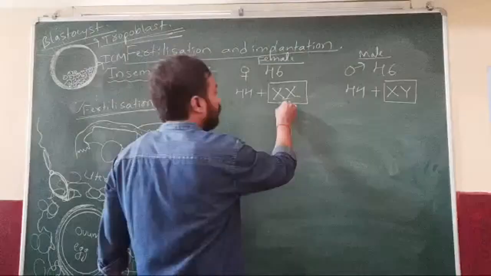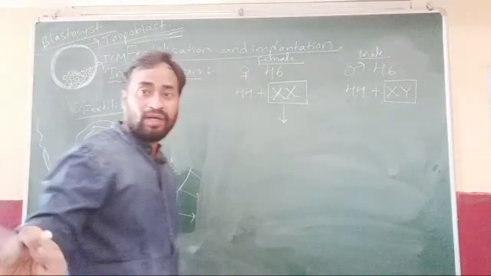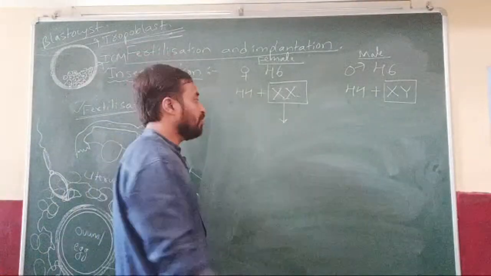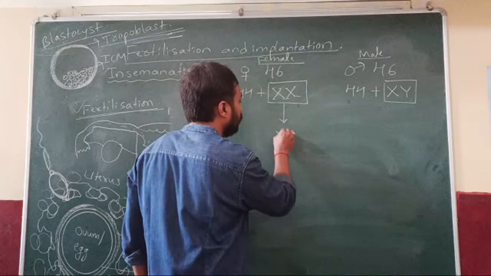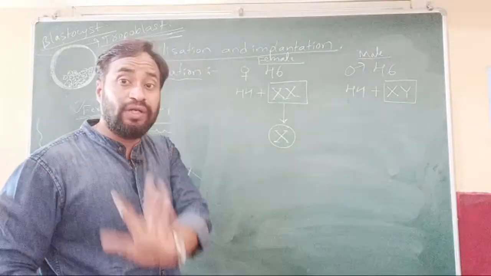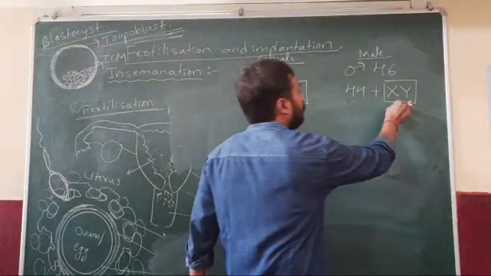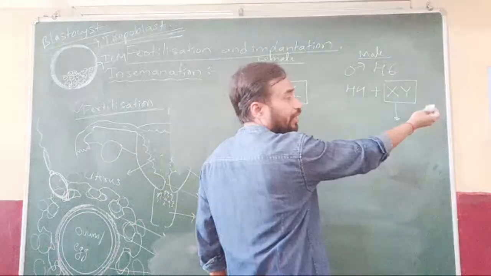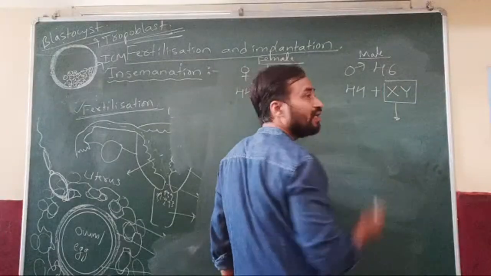Hence whatever gamete may form, whatever ovum may form, it is always having X chromosome only. The ovum will always have X chromosome only. But in case of males there are 2 sex related chromosomes. One is X, another one is Y.